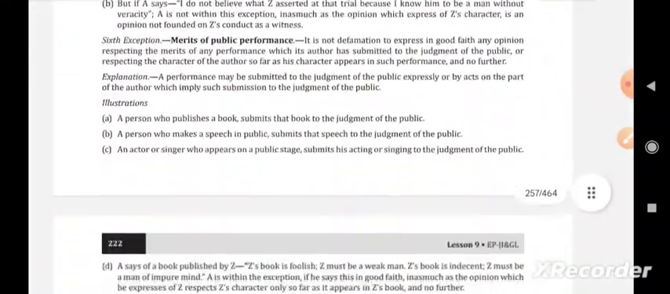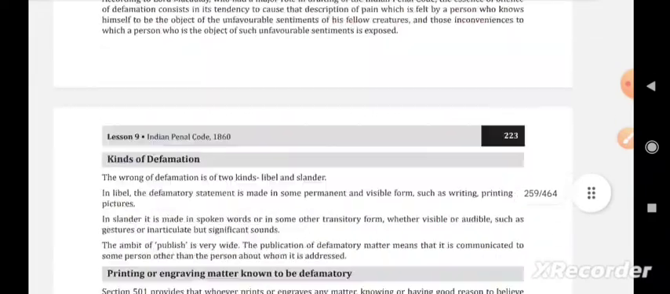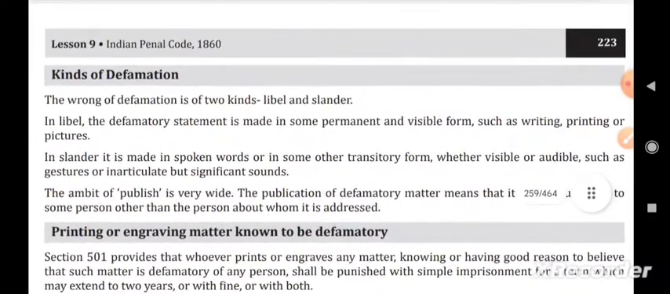We have kinds of defamation, which is very important: libel and slander. Libel means defamation in some concrete, permanent form, and slander means by words. Libel is tangible and slander is intangible and temporary. Printing or engraving matter known to be defamatory is under section 501, with imprisonment of 2 years, fine, or both. Example case: Sankaran versus Ramakrishna Pillai.